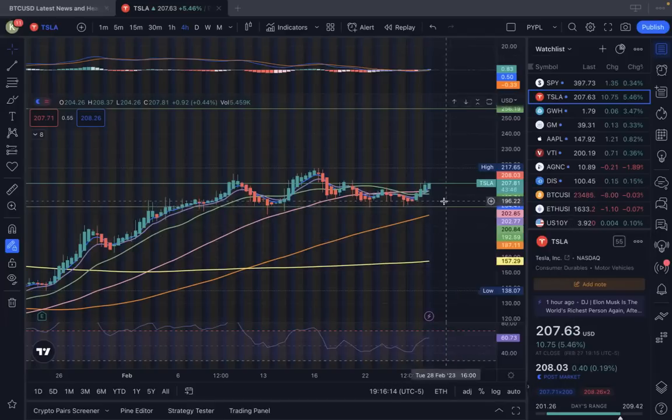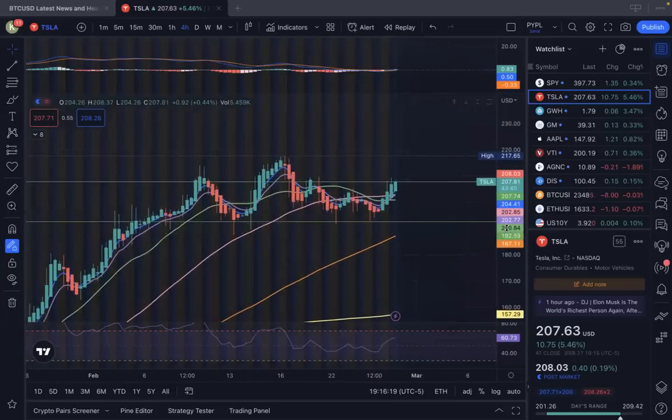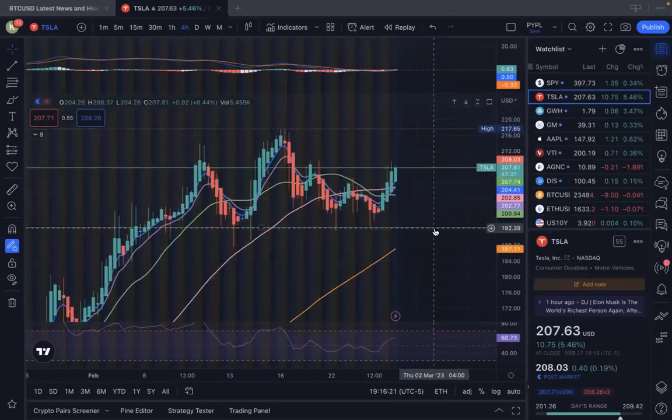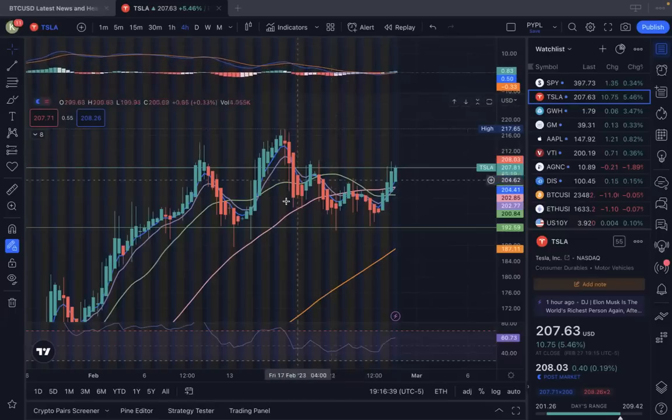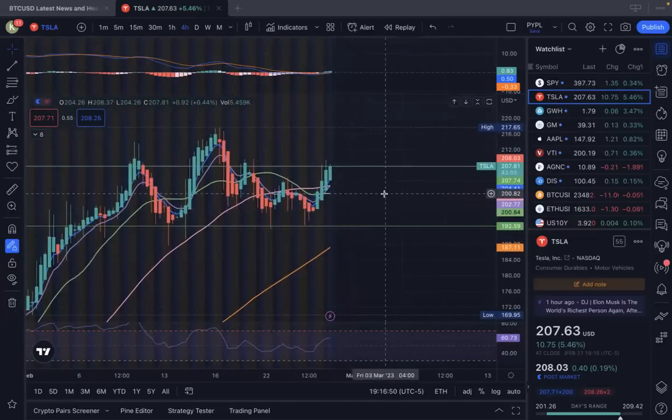It seems like it's in this range. When it touches here, it goes down a little bit, but when it touches around here, it goes back up. So if you're a short term trader, that's a way to conveniently trade this range, even options, you know what I mean? It's convenient.